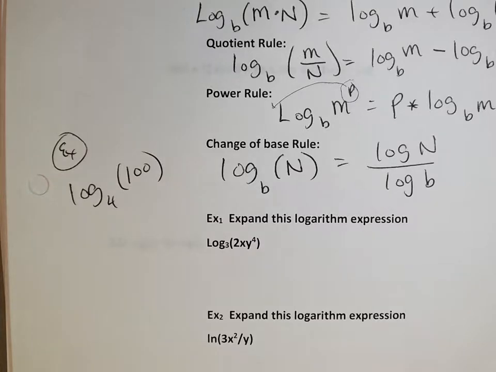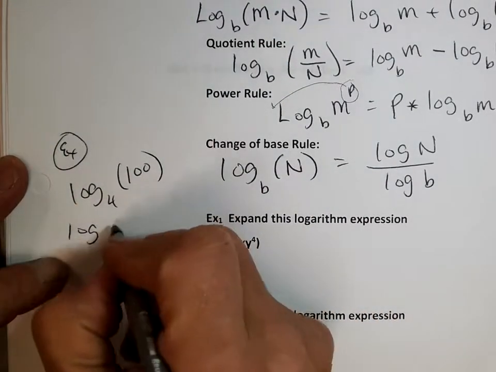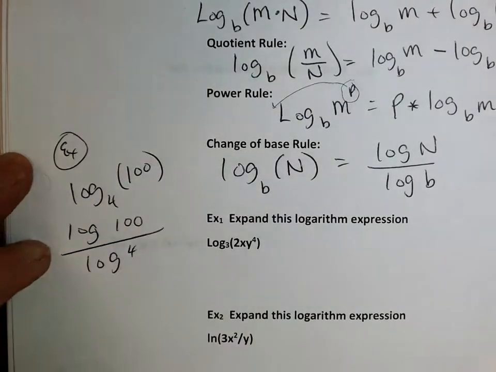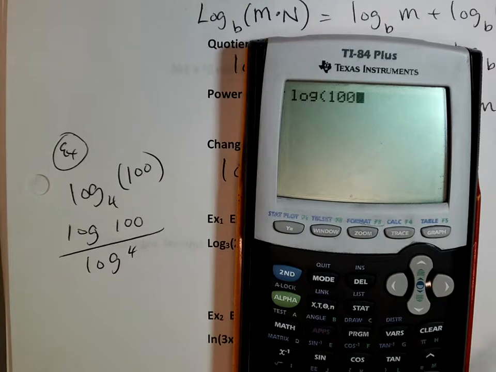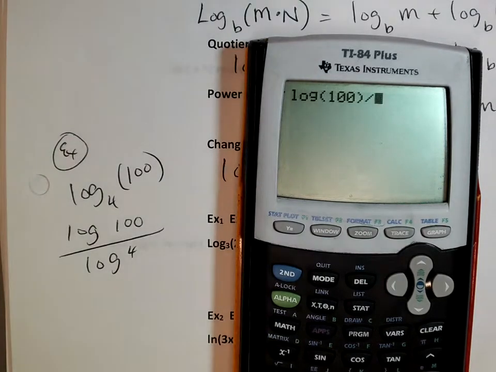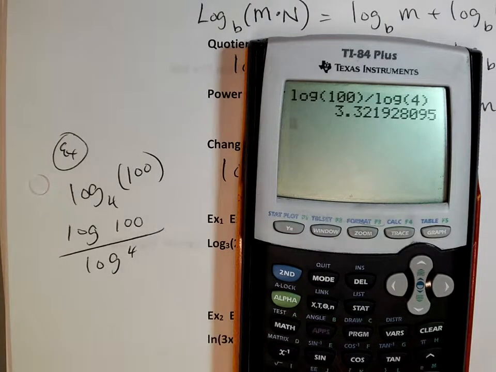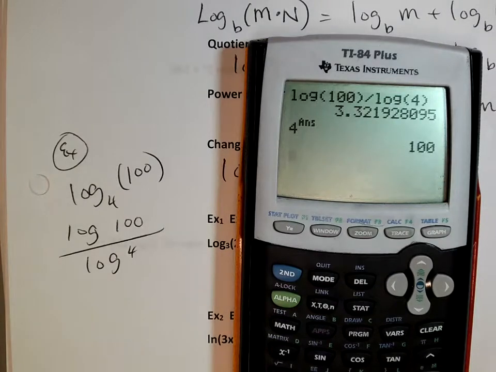You're going to rewrite this as log of 100 divided by log of 4. Let's see how that works. So if I take my calculator and go log of 100, close parentheses, divided by log of 4, we get an answer of about 3.34, and so on. And sure enough, I'm going to check that. Let's see, 4 to that power, I'm pretty sure it's going to equal 100. It does. What do you know?